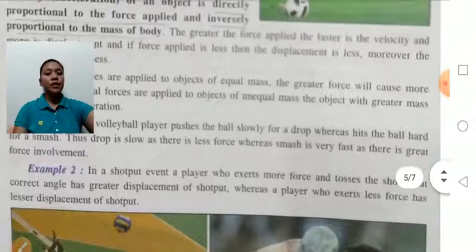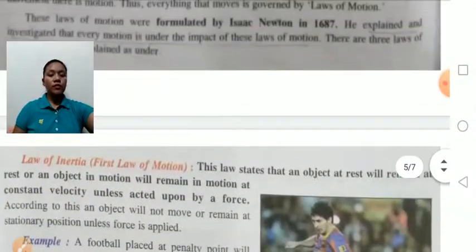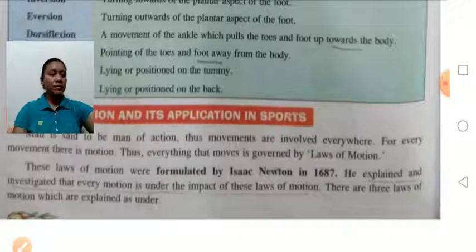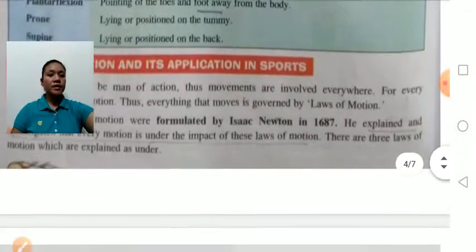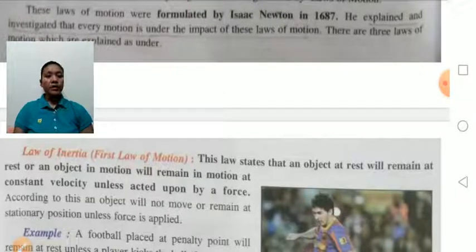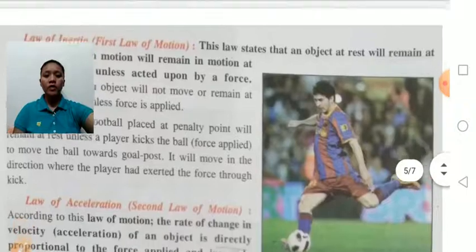Okay, the laws of motion were formulated by Isaac Newton in 1687. The first law of motion, also known as the law of inertia, means if an object is at rest, it will remain at rest, or an object in motion will remain in motion unless an external force is applied on the object.